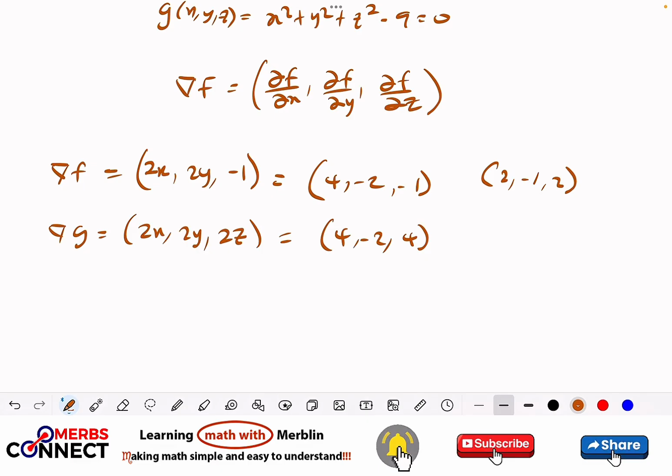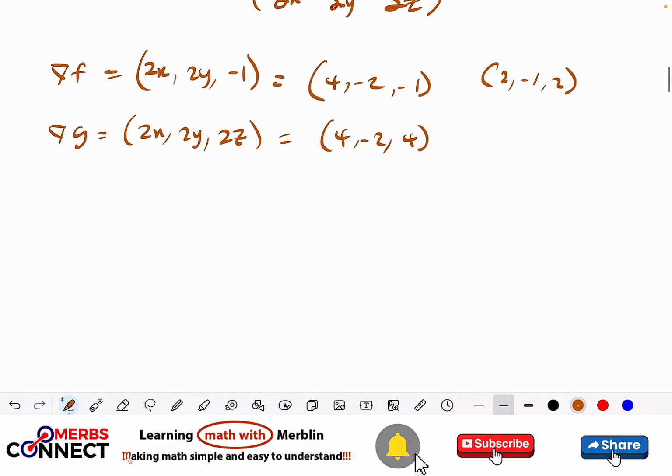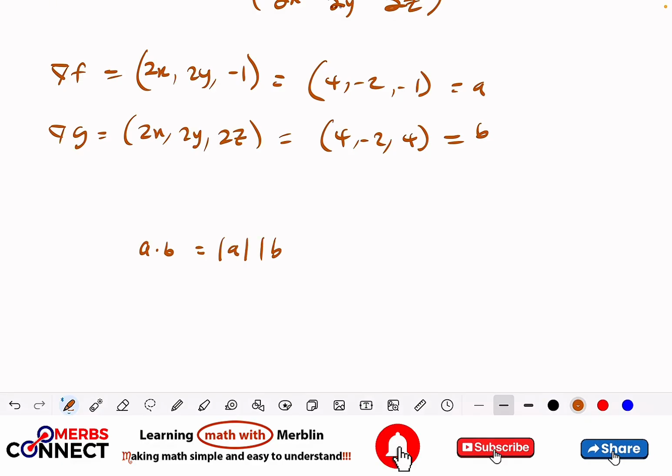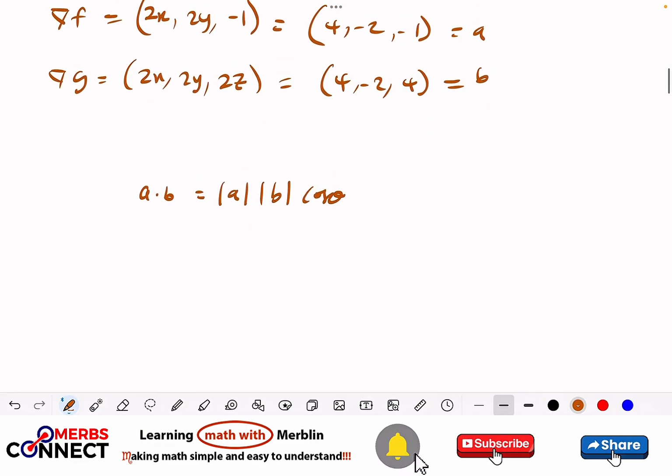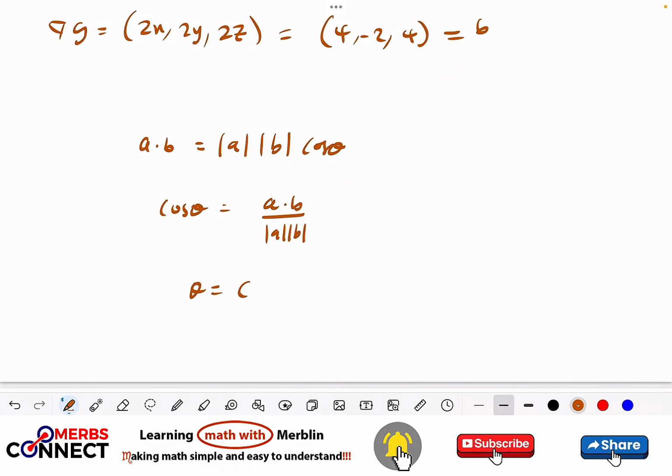So the next thing that we need to do, since we are finding the angle, is to say, let this one be equal to A and this one be equal to B, so that I can say A dot B is equal to magnitude of A, magnitude of B, cos theta. So cos theta will be equal to A dot B divided by magnitude of A, magnitude of B, and then theta will be equal to cos inverse of everything that we are going to get from this.